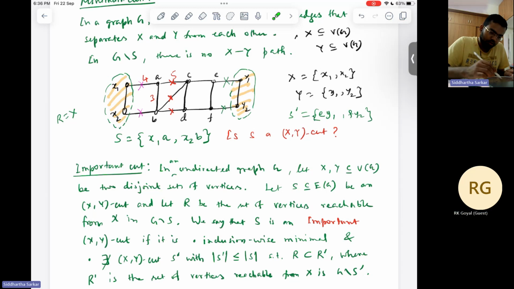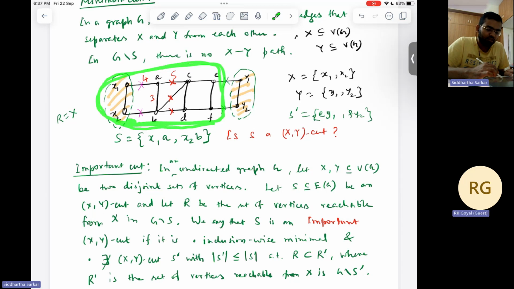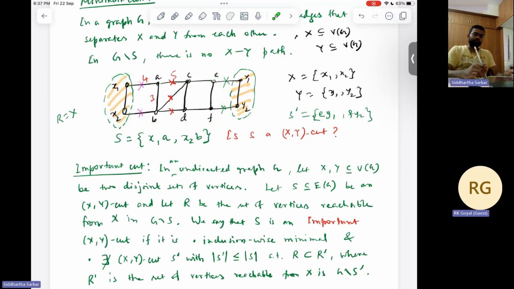And also, if you remove these two edges, the component containing X is this one. In this component, all the vertices are reachable from X1 and X2. So R dash is a superset of R. Initially R was X, now R is these two as well as all these vertices. So therefore, we have found an S dash which respects this property, and therefore we can conclude that S is not an important cut.